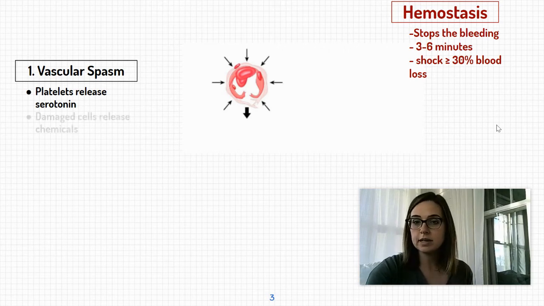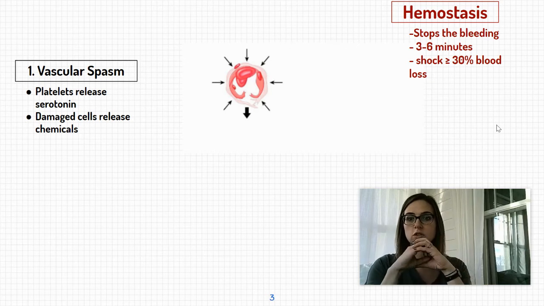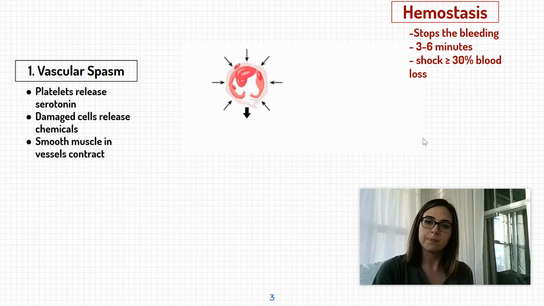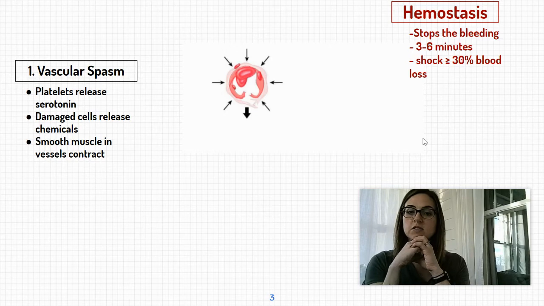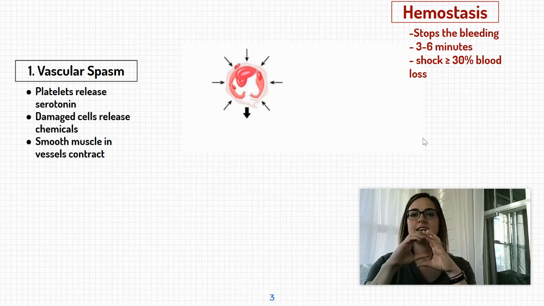So serotonin essentially is the chemical signal that is going to tell your blood vessel to constrict. Also, the damaged cells, the tissues in that area, so these cells right here that have been damaged, they're going to release their own chemical signals in response to the injury as well. So in response to those chemicals being released, the muscles in the blood vessel, which are smooth, they constrict.